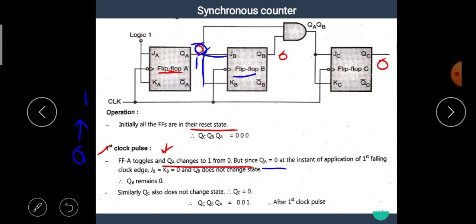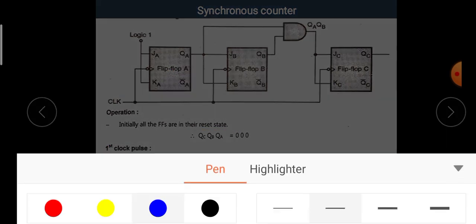Hence flip-flop B will not toggle. That is, QB remains 0, and similarly QC also remains 0. That means after the first falling edge of the clock, the outputs are 0, 0, 1. I hope you all understand the operation when the first falling edge of the clock occurs.